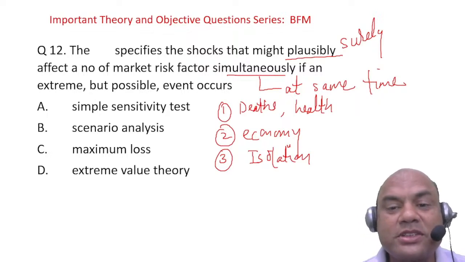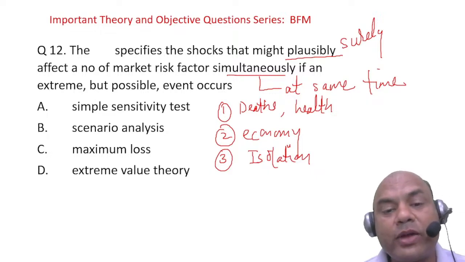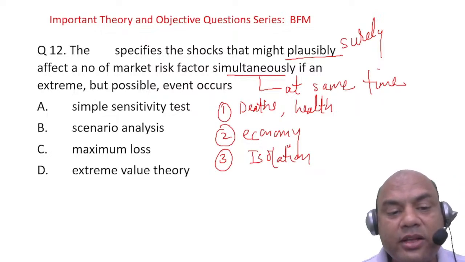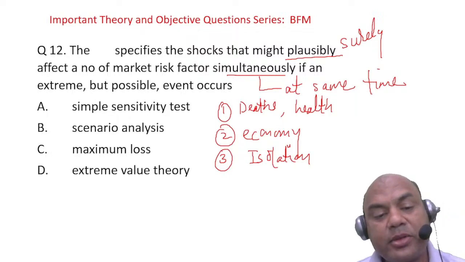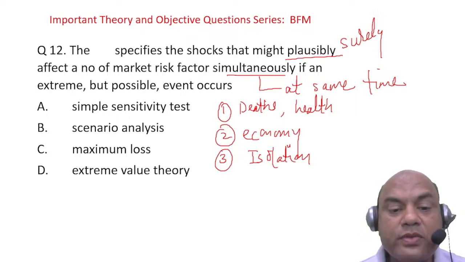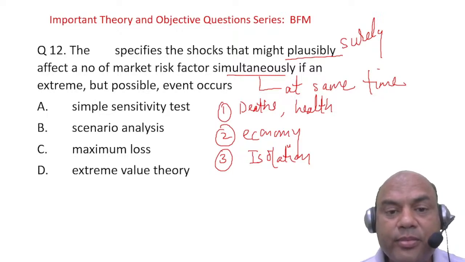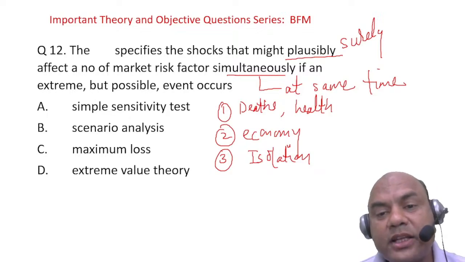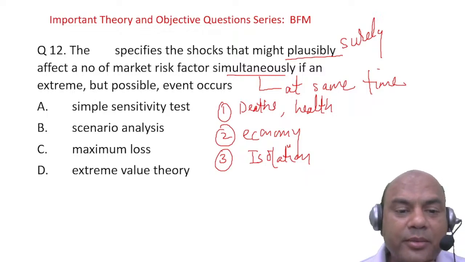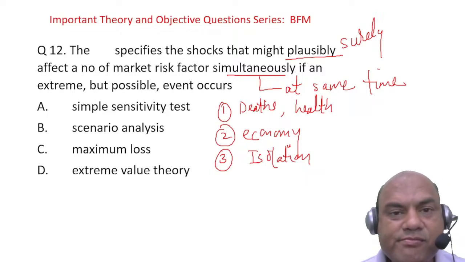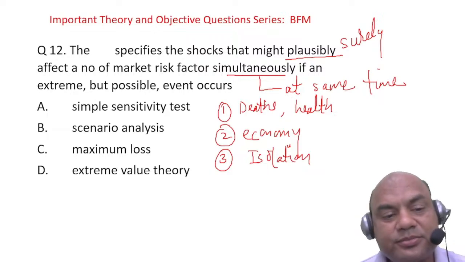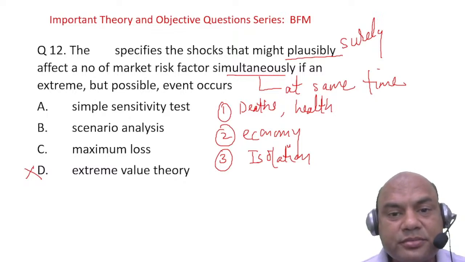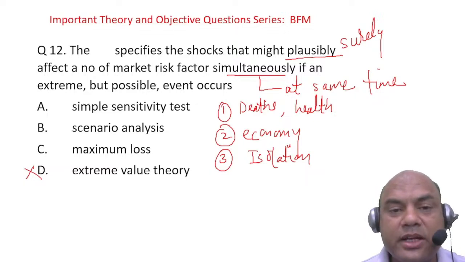The dash specifies the shocks that might surely affect a number of market factors at the same time if an extreme situation happens. So what specifies? Simple sensitivity, scenario analysis, maximum loss and EVT, extreme value theory. Which one gives you the answer over here? What all scenes can happen? What all situations can happen? Again, I am seeing many of you typing EVT. No, EVT is not the answer. Is it C, maximum loss? Maximum loss theory is different. We will be studying that someday.